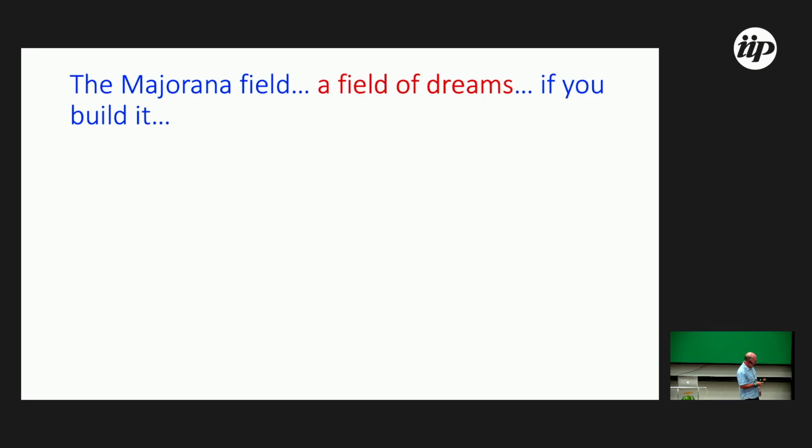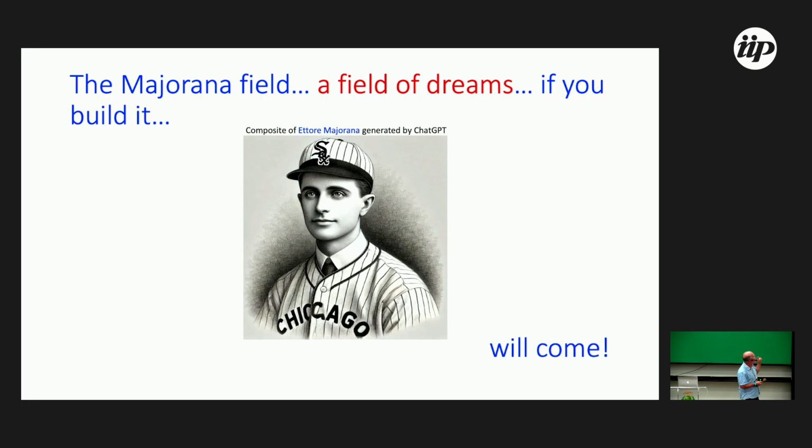And so this is the idea of, if you're using a model, and of course, if you build it, it will come, right? Because you're basically expecting it. And of course, this is generated by AI, by ChatGPT.